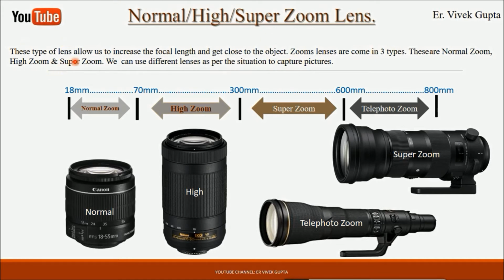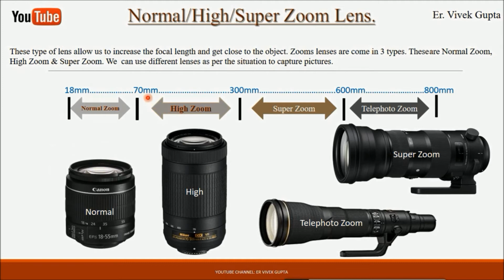So these types of lenses allow us to increase the focal length and get close to the object without going near the object. Zoom lenses come in three types. These are normal zoom, high zoom and super zoom. We can use different lenses as per the situation to capture the images. The zoom lens ranging between 18 mm to 70 mm is known as the normal zoom range. So if you see any lens ranging between 18 mm to 70 mm, then you can say it is a normal zoom lens.